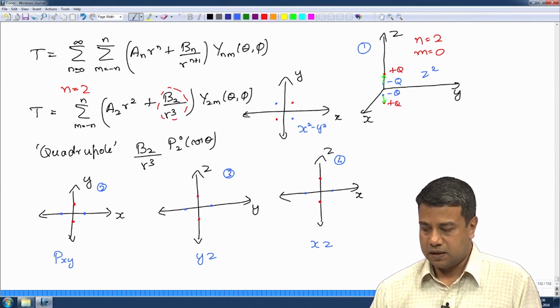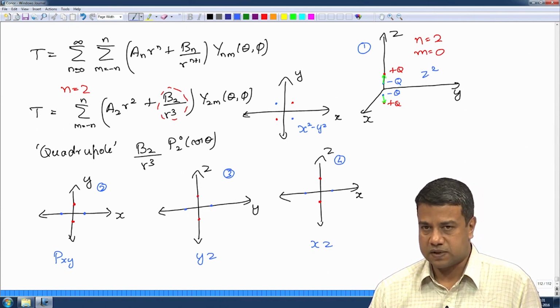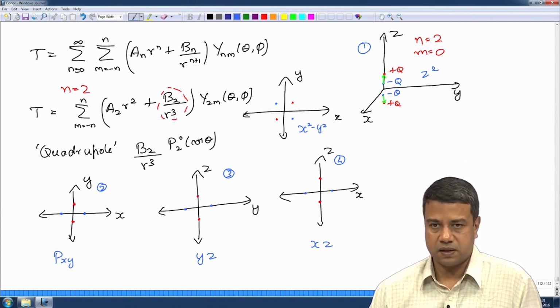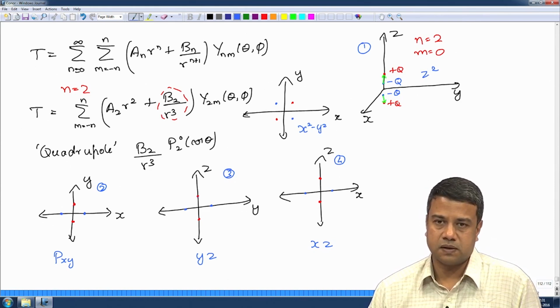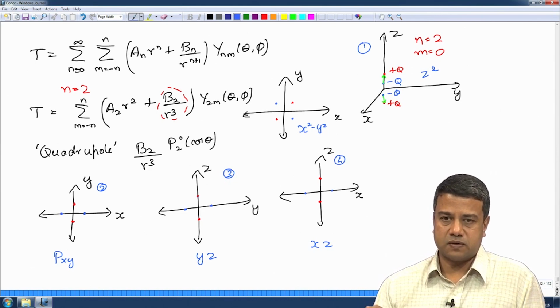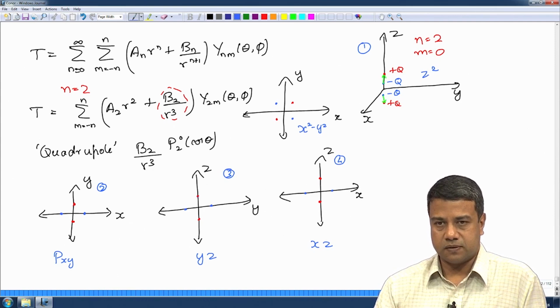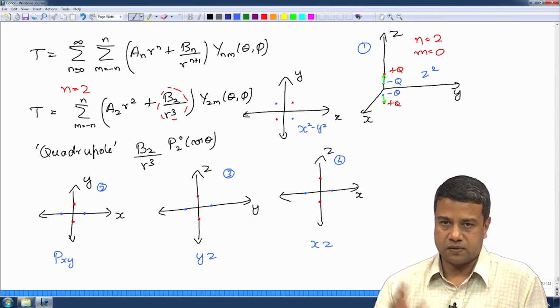The next higher term will decrease as 1 over r to the 4th, that will have 4 sources and 4 sinks in such a way that the net source, net dipole and net quadrupole are all 0. So, by a combination of these point sources, a single point source gives us n is equal to 0, one source and one sink, a dipole, gives us n is equal to 1, 2 sources and 2 sinks gives us a quadrupole, and so on.